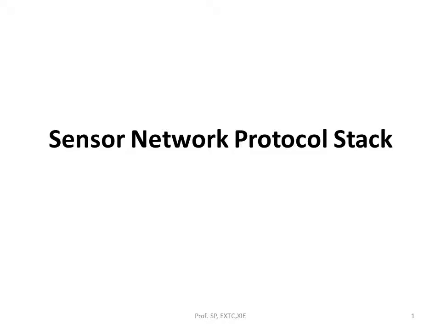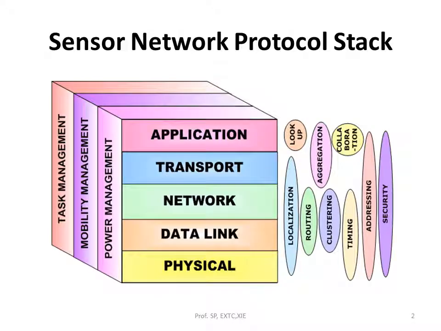In today's session, we will be discussing the sensor network protocol stack. This diagram shows you how the sensor network protocol stack looks. You can see here we have the physical, data link, network, transport and application layers as our horizontal layers. Along with those horizontal layers, we have three vertical planes: task management, mobility management and power management. These planes are also important for the network protocol stack in wireless sensor networks.